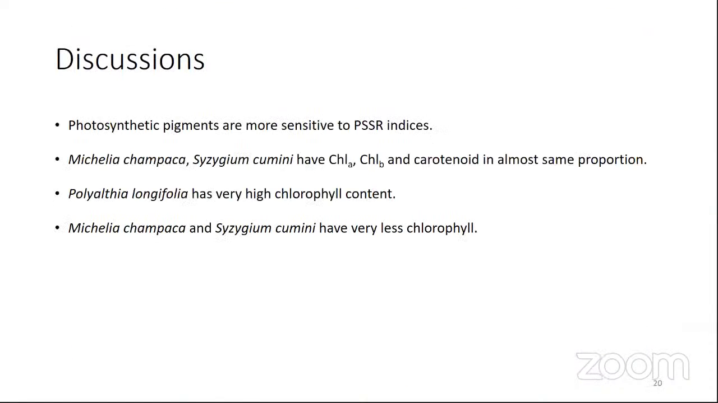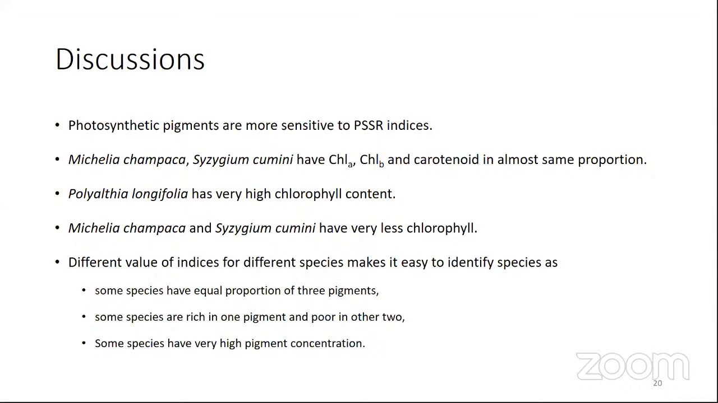So it means that different trees have different proportions of chlorophyll A, chlorophyll B and carotenoid. Some trees have the three in the same proportion. Some have high chlorophyll, some have less chlorophyll. So based on this, because different trees have different chlorophyll proportions, we can do species level classification, as some have equal proportions of the three pigments, some are rich in two and not rich in one, and some have very high pigment concentration.